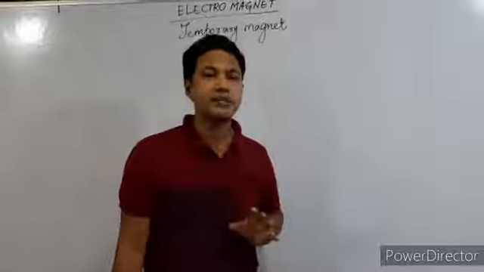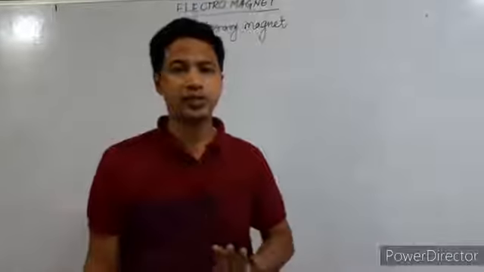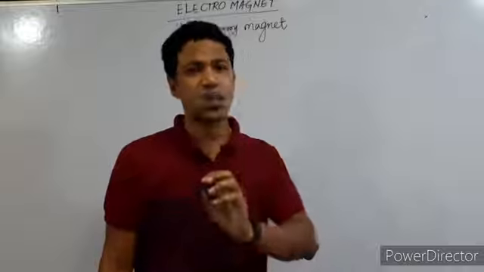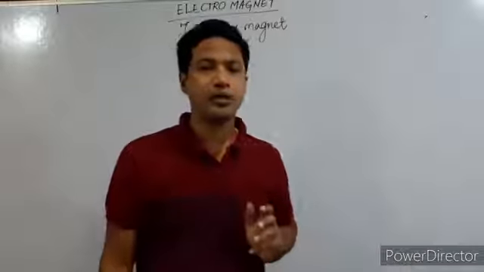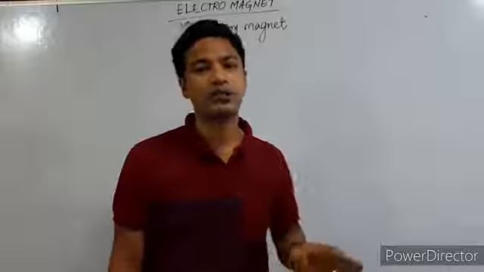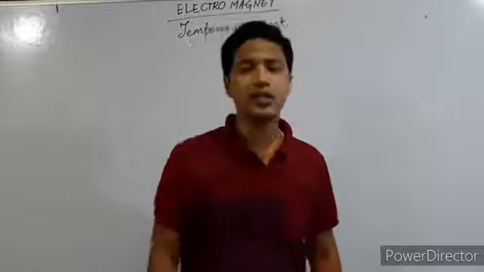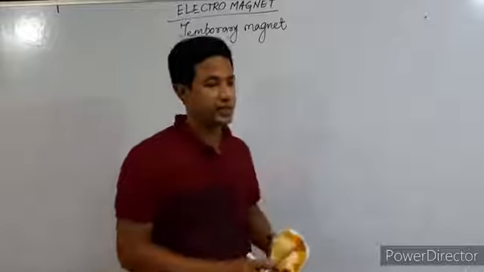Why is it called a temporary magnet? As long as the current is flowing through the circuit, it will behave like a magnet. When the current stops, it will not behave like a magnet, because nothing is flowing through the circuit and it will completely stop. This is the thing about the electromagnet.